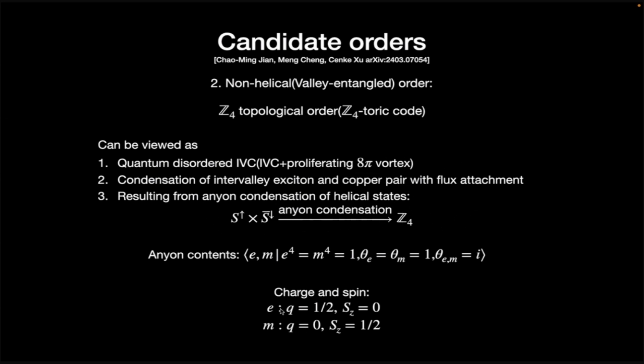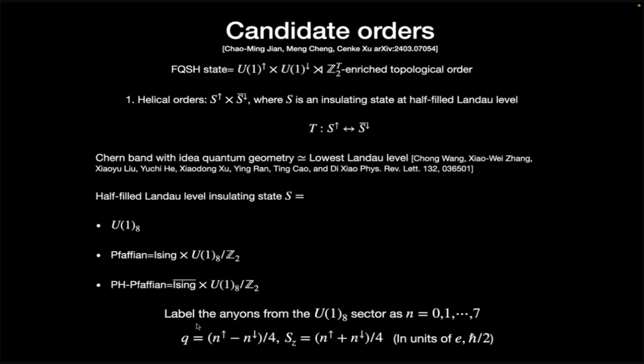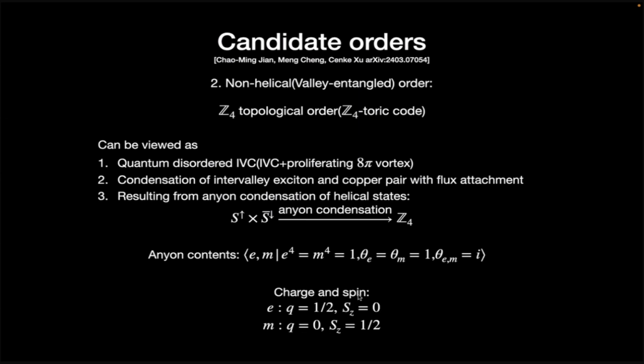So the E particle has half of an electron charge and has 0 spin, and the M particle has no charge and half spin. So you can say that this is very different from the helical orders, because in any of these helical orders, there are anyons with 1/4 charge and 1/4 spin. But in this Z4 order, there are only 1/2 charged particles and half spin particles.